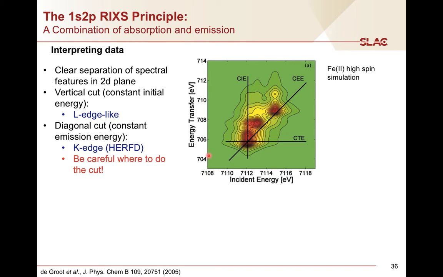Since I talked about cuts, there are various cuts that you can do. First of all, you have clear separation of features in the 2D plane. This here is a simulation for iron 2 plus high spin. That was cobalt. No, that's iron. Iron 2 plus high spin. And I told you already, you have the opportunity to do a vertical cut, constant energy transfer, which is LH-like, because the energy transfer is the difference between the incident and the emitted photon energy.